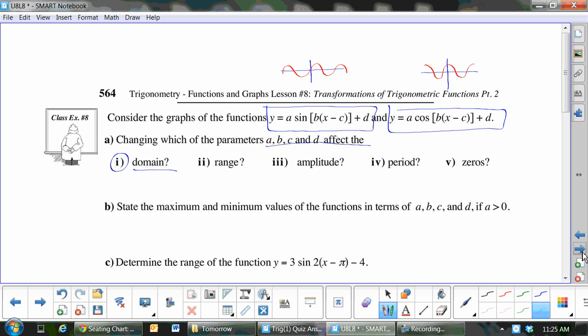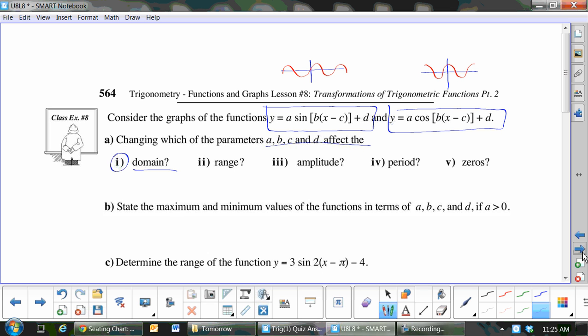So A is amplitude, right? If that's bigger or smaller, does that affect the domain? No. How about B? B stretches it. If we stretch our graph, does it have a different domain? No. How about if we do a vertical translation on it? So we take that graph and we move it up. Does it affect the domain?